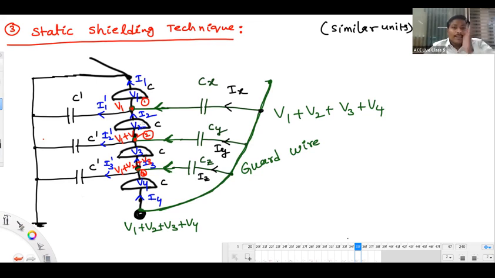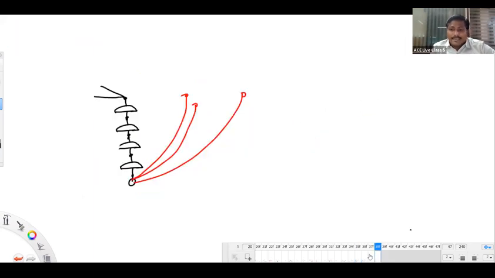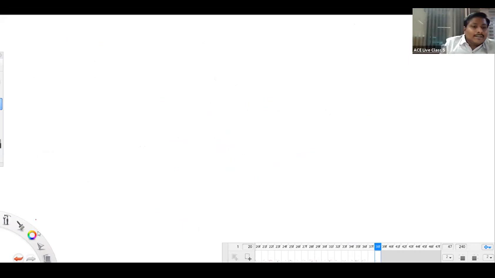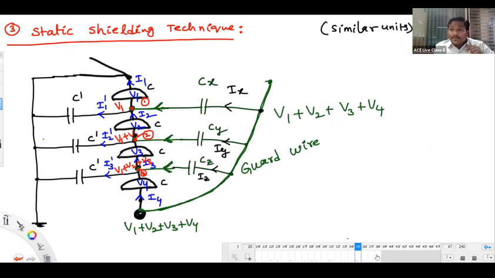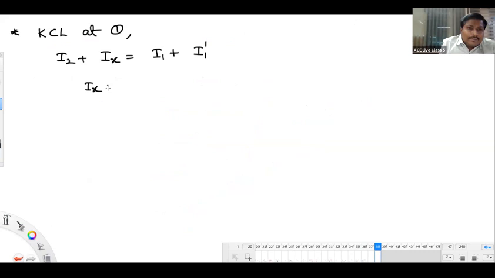Incoming currents 2. One is I2, next Ix. I2, Ix incoming. Outgoing I1, I1 dash. That's right. KCL at node 1. Simple, very simple now. I2 injection, Ix injection, which is equal to I1 plus I1 dash. I1, I2 must be equal, we said, so you cancel it. Ix equals I1 dash is the resultant.